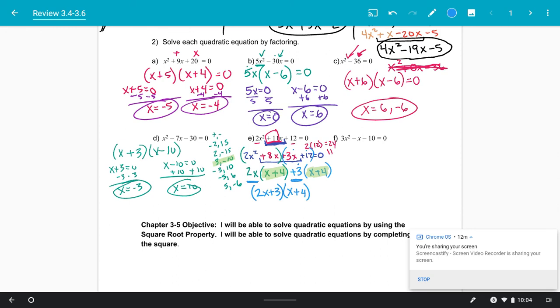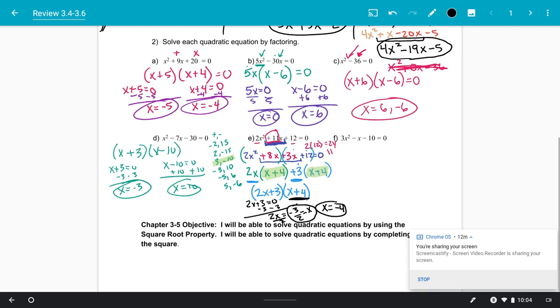When you set those equal to 0, 2x plus 3 equals 0, minus 3, 2x equals negative 3. Divide by 2, divide by 2. So this is one of your x's, and then the other one is just negative 4. When you set this one equal to 0, it's negative 4.